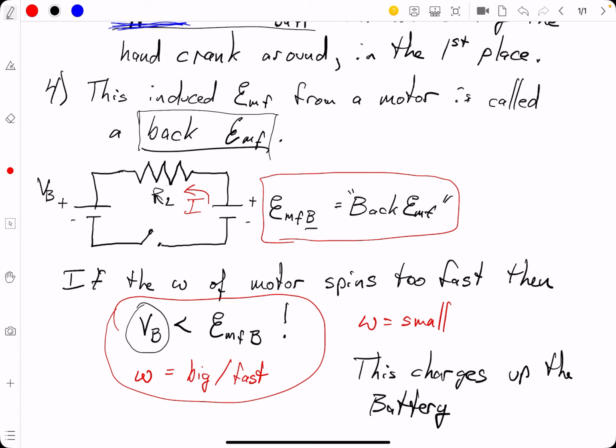Okay, so I think we should end now, and then I'm going to come back in a second, and we're going to do 23.7 transformers.